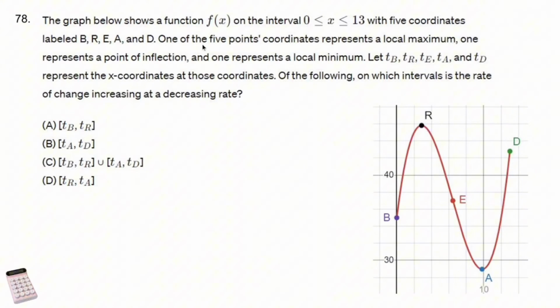Yeah, it checks out. One of the 5 points coordinates represents a local maximum, so that would be u. One represents a point of inflection, so that would be IP for inflection, you know what I mean. And 1 point represents a local minimum. Let T sub B, T sub R, T sub E, T sub A, and T sub D represent the x coordinates at those coordinates.